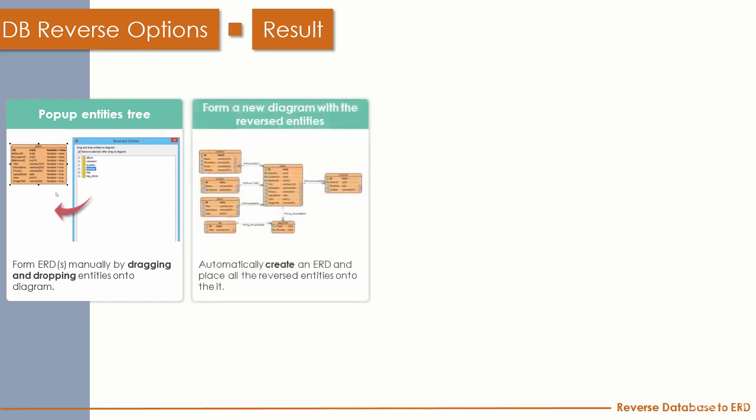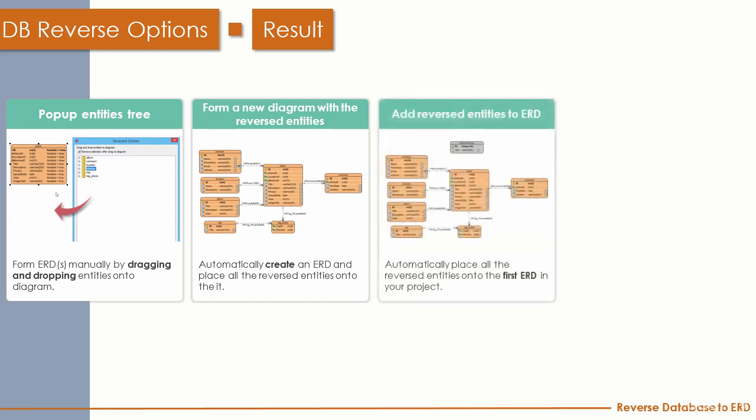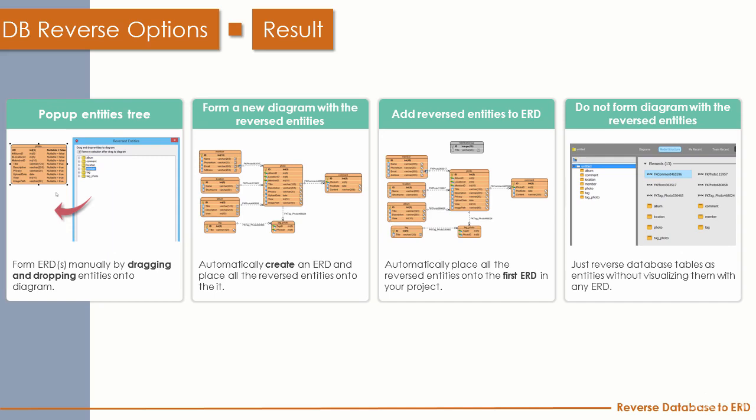The second option is to create a brand new entity relationship diagram and place all the entities we reversed into it. The third option is to reverse the entities into an existing ERD. You need to use it with care, as it may mess up your existing design. But if you're sure that your reverse is just adding some new tables into the entity relationship diagram, that's fine. You just do it this way.